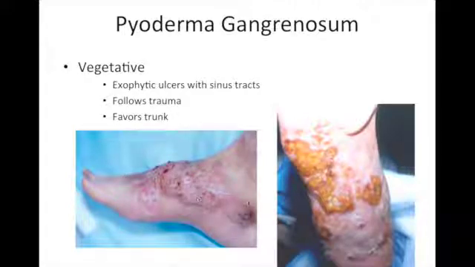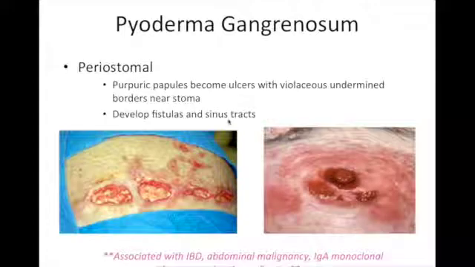Vegetative forms tend to be a little easier to treat, but they follow trauma and are exophytic, and may even produce sinuses. Peristomal forms tend to be associated with inflammatory bowel disease. This is an interesting picture. It's probably peristomal, but just to give you an idea, remember that this is a disease that in 30 to 40% may present with pathergy.